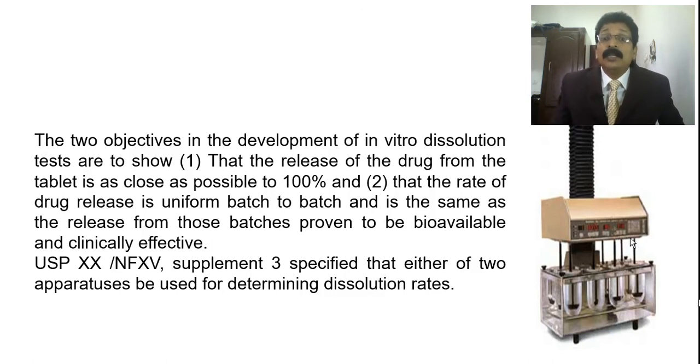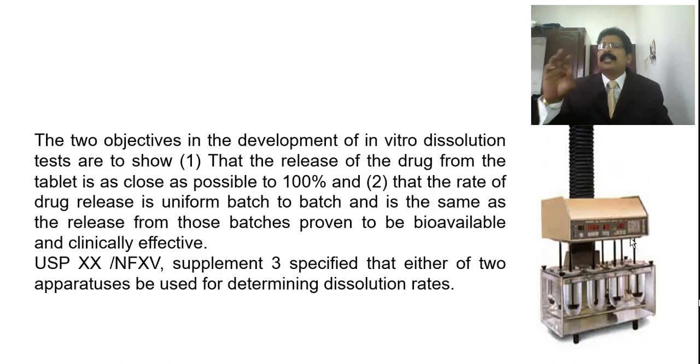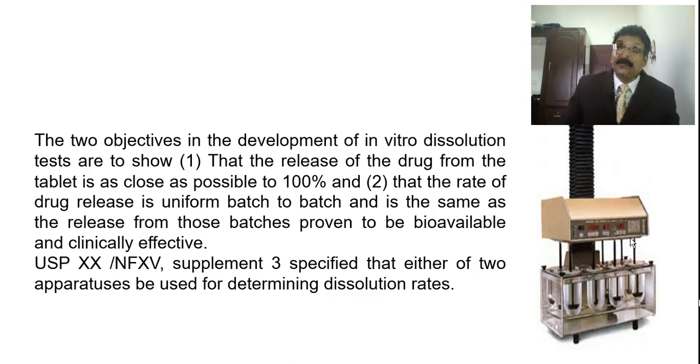And number two, the rate of drug release is uniform batch to batch. Even from one batch to another batch it should be the same. So you have to take randomly, not one tablet, because one tablet will not give you the answer. So you have to take a number of tablets randomly, find out a uniform weight, and then the label claim, and then find out the release. How to find out the release? You can see there are equipments given for that. The time can be denoted.